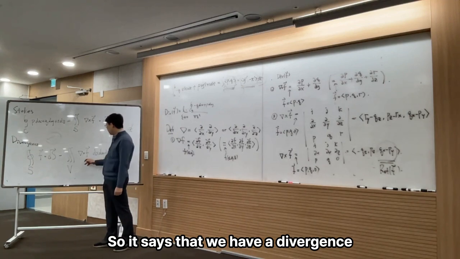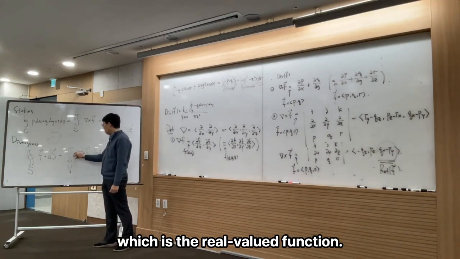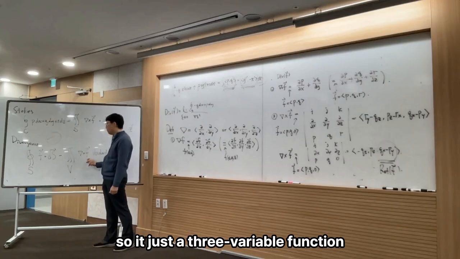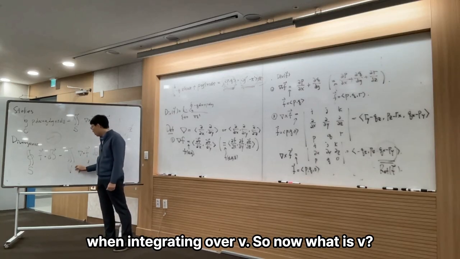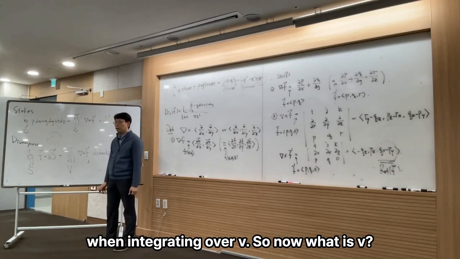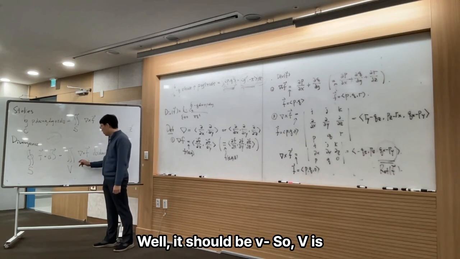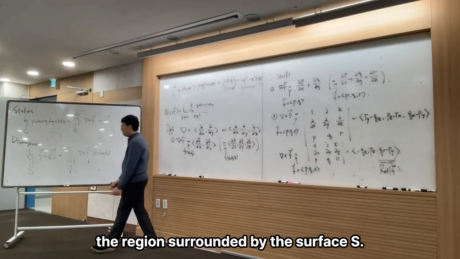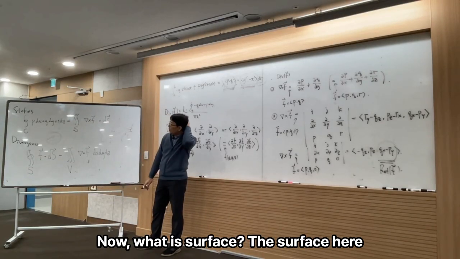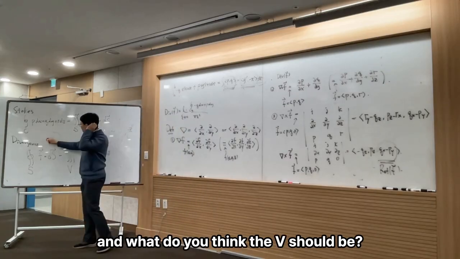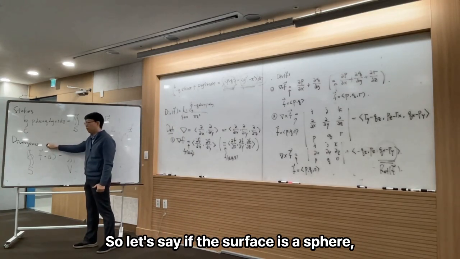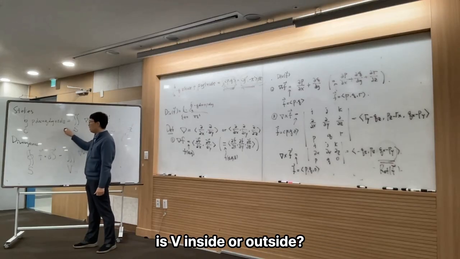It says that we have a divergence, which is a real-valued function. It's not a vector field anymore, so it's just a three-variable function. We're integrating over V. So now what is V? V is the region surrounded by the surface S. Now, what do you think V should be? If the surface is the sphere, is V inside or outside?